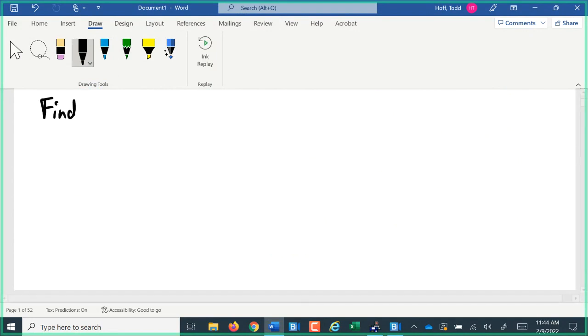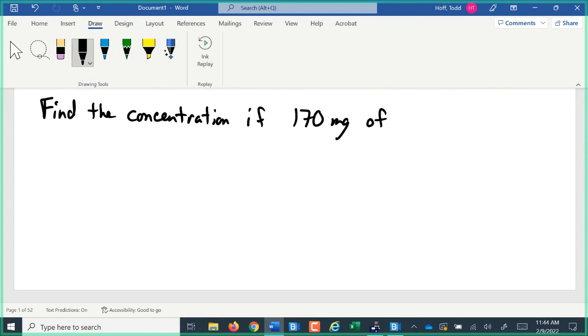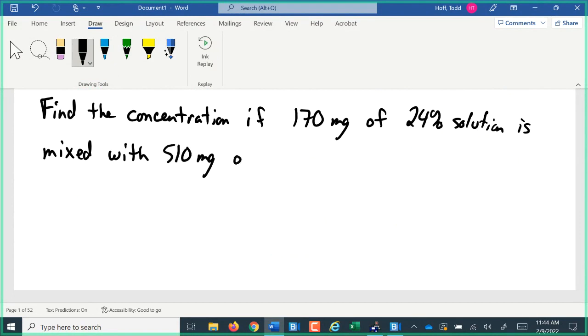Well, let's see how this relates. Let's find the concentration if 170 milligrams of 24% solution is mixed with 510 milligrams of 32% solution.